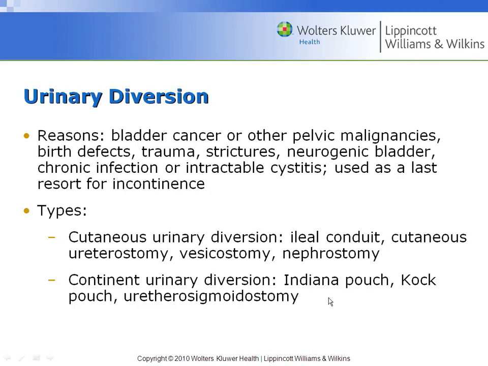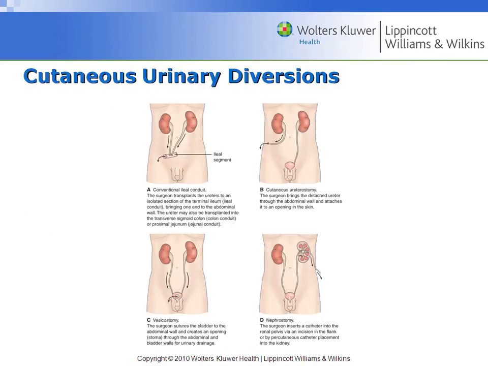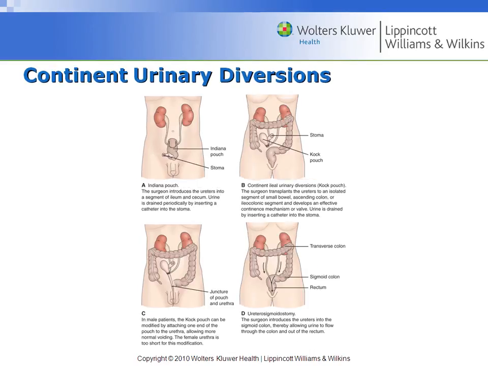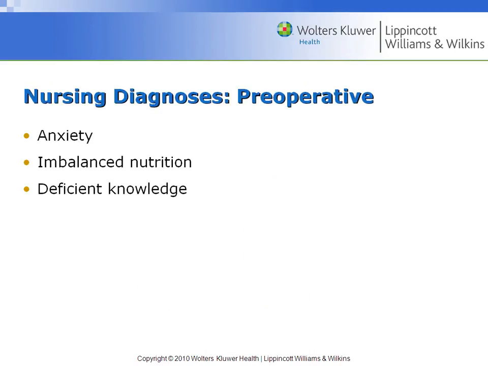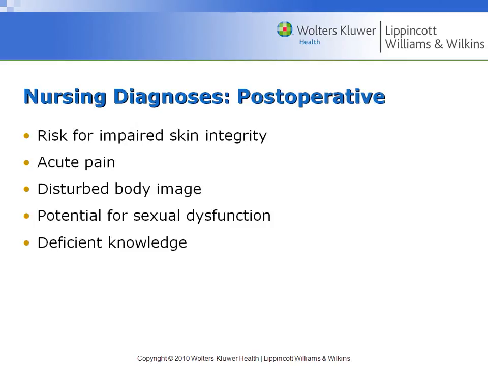and then ureterosigmoidostomy. Miss Judy talked about that one in her video, where the ureter is actually transplanted into the sigmoid. And those are the diagrams. I hope they are clear. Of course, nursing diagnoses would include pre-operatively anxiety, imbalanced nutrition, deficient knowledge, post-op risk for impaired skin integrity, acute pain, disturbed body image, potential for sexual dysfunction, deficient knowledge.